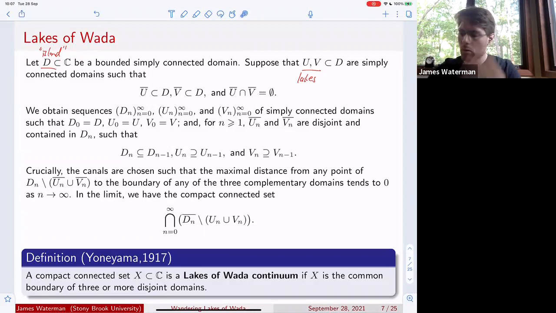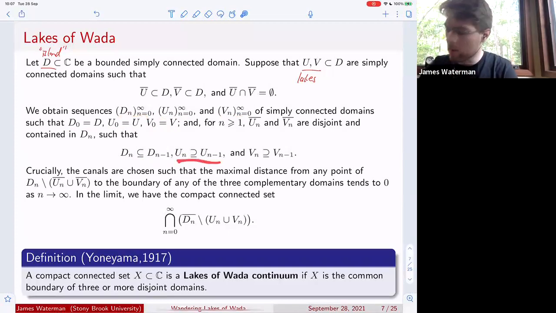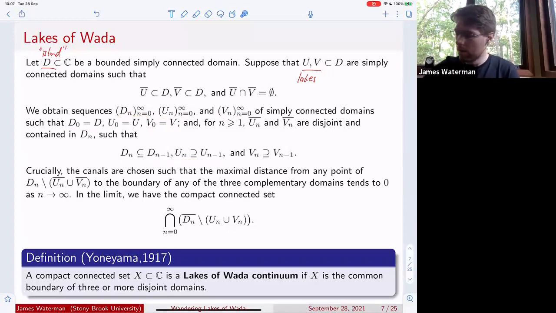So then what do we get? Well, we obtain some sequences, these D_n, U_n, and V_n, of some nice simply connected domains that are basically just what we talked about before. So we start off with our island with the lakes, and then each time what we do is we remove some part of the island by taking some canal from the unbounded complementary component, and we extend our lakes via these canals.